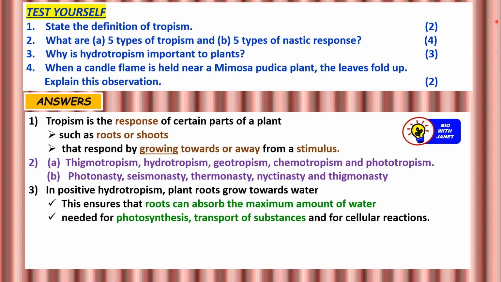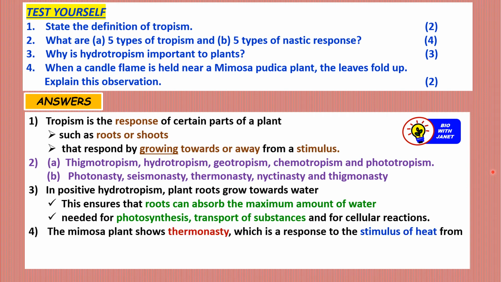Lastly, for this one, when a candle flame is held near a Mimosa pudica plant, the leaves will fold up. Explain your observation. All right, so now this is a different case. The stimulus is different really. When the candle flame is held near the Mimosa plant, the stimulus is heat, right? So the Mimosa plant shows thermonasty, which is a response to the stimulus of heat from the candle flame.